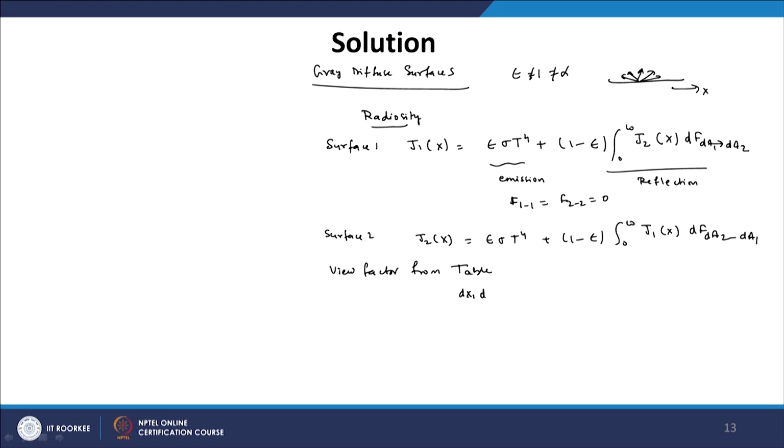This value will be equal to, dx1, we are trying to find out the small element view factor, dF dA1 to dA2 is equal to dF dA2 to dA1. This is readily available from the tables for the view factor, and this value is equal to h square dx1 dx2 by h square plus x1 minus x2 square, power 3 by 2. Okay.